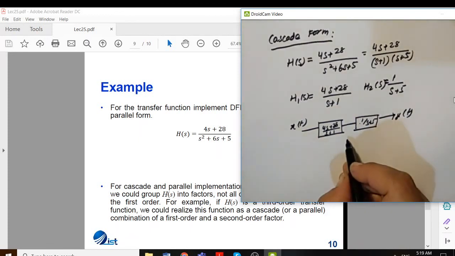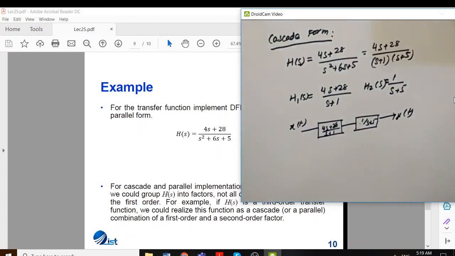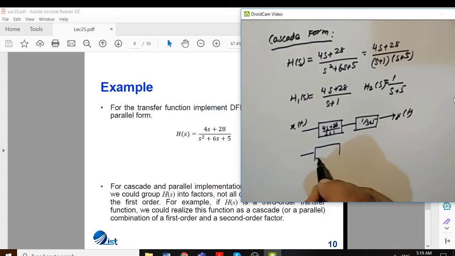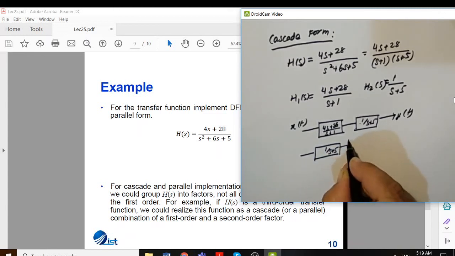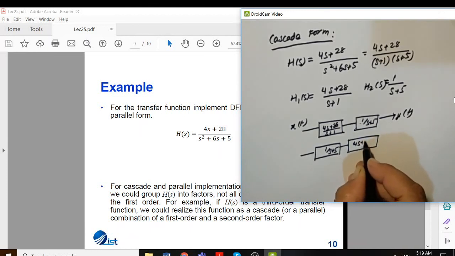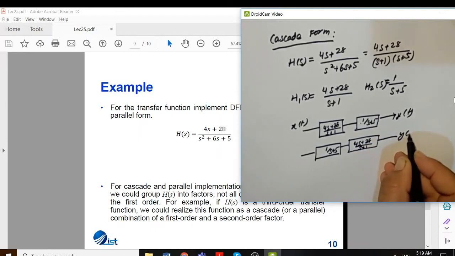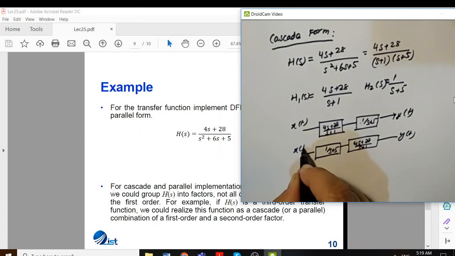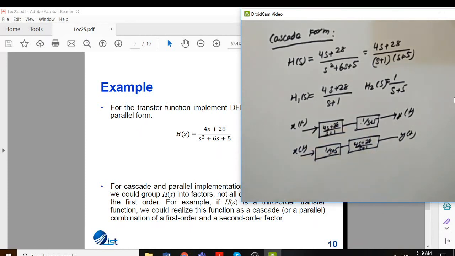For example, you don't know what I expect, so you say, okay, no, I want to draw this 1 by s plus 5 first, and this part 4s plus 28 by s plus 1 afterwards. So that's also fine. This is also the correct cascade connection.